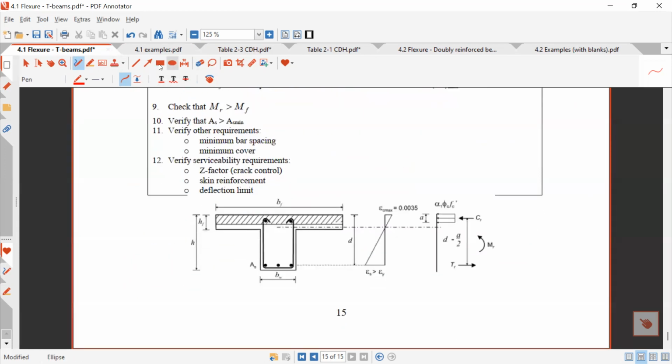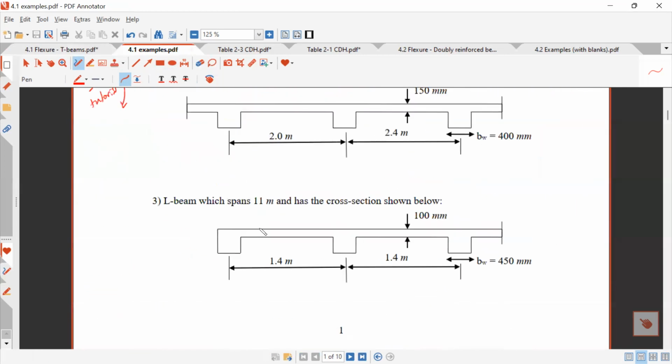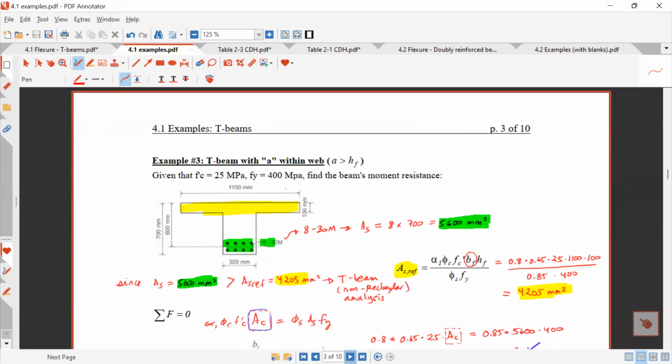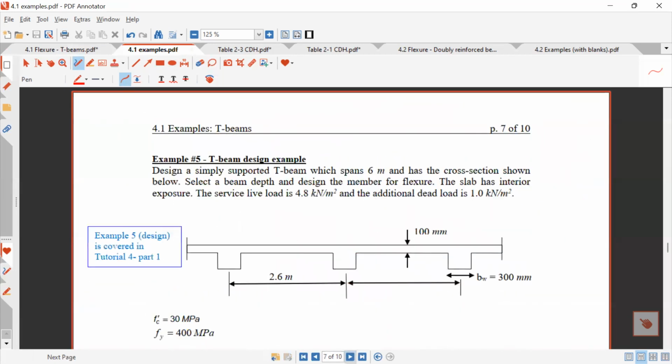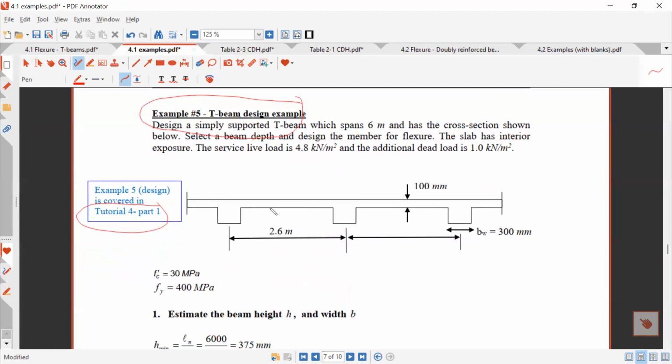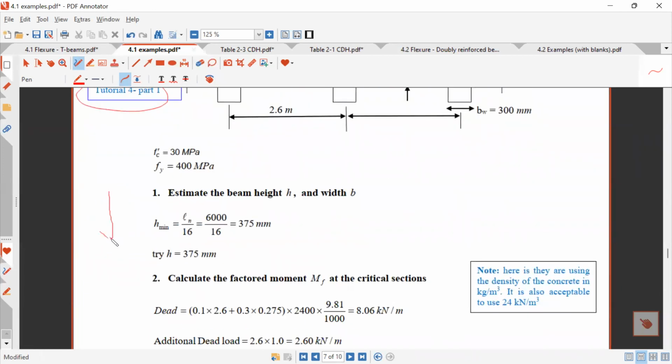And in your tutorial, you continue here towards the end of the handout. There's this design example in tutorial 4. It will go through this design example and how you go through it. Okay, so that's for T-beam design.